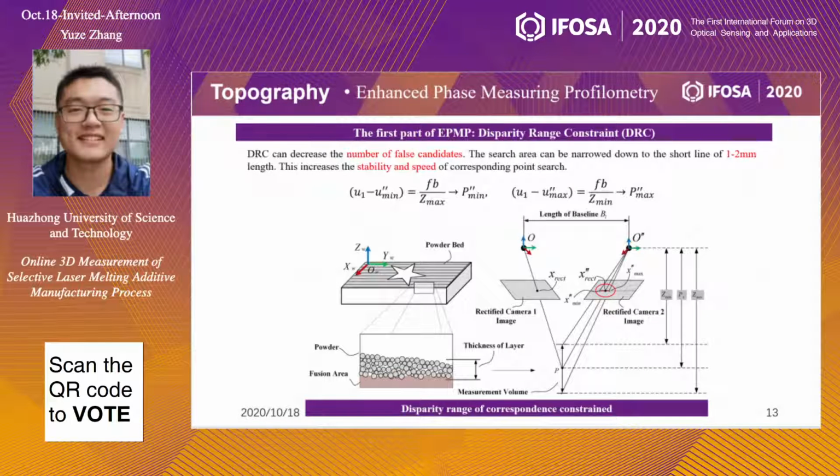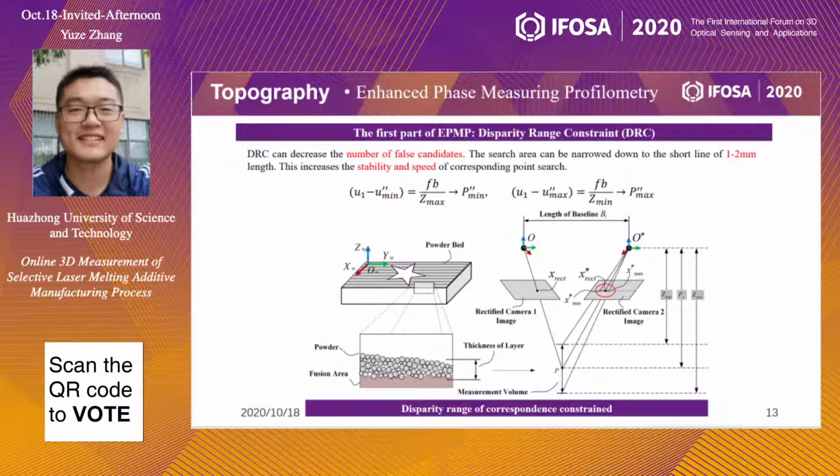So we proposed an enhanced PMP. Instead of phase unwrapping, we directly find the corresponding points from wrapped phase maps. The ePMP contains two parts. The first part is disparity range concentrate. DRC can decrease the number of false candidates.